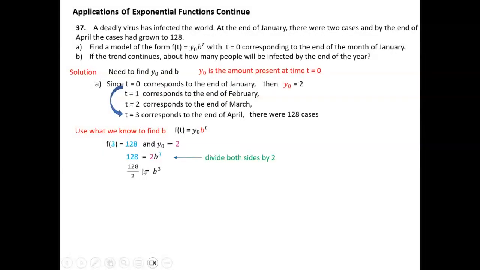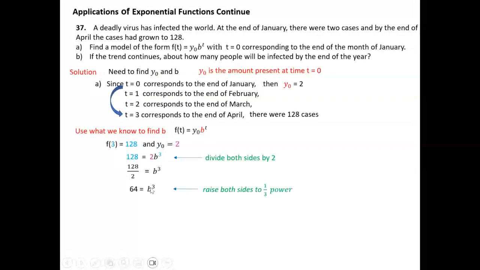That's going to give us 128 divided by 2, which will give us what? 64 equals b cubed. Now here's where I told my students today, because we went over this problem today in class, to raise it to the 1/3 power, because it's the same thing as taking the cube root of both sides. By taking the cube root of both sides, you cannot put it in the calculator. That's why I told my students to raise it to the 3rd power.